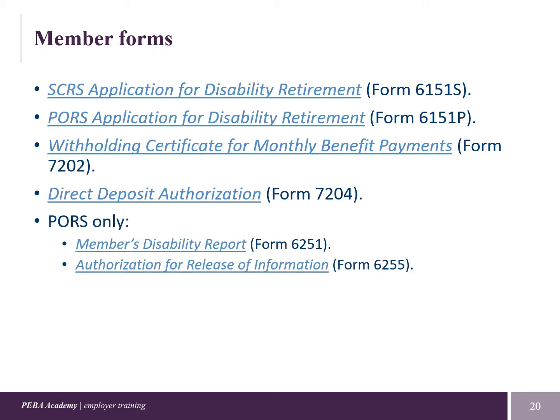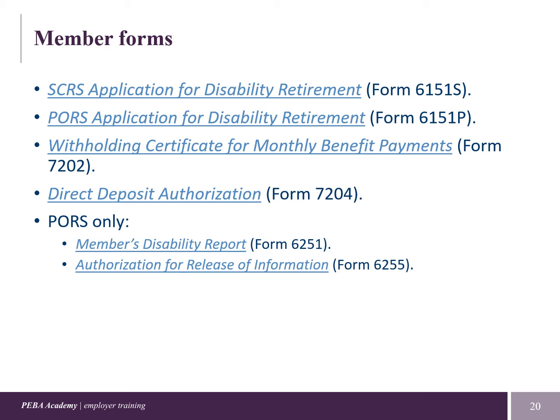To apply for SCRS disability retirement, complete Form 6151S, SCRS application for disability retirement, along with the withholding certificate for monthly benefit payment, Form 7202, and the direct deposit authorization, Form 7204. PORS disability retirement applicants will need to complete Form 6151P, PORS application for disability retirement, and Forms 7202 and 7204.